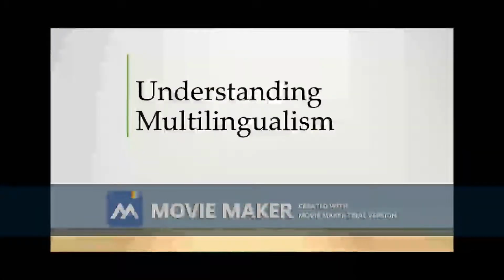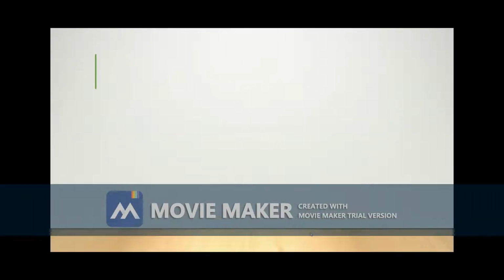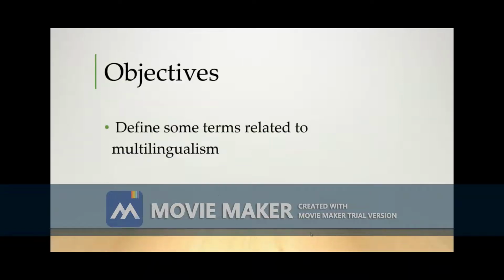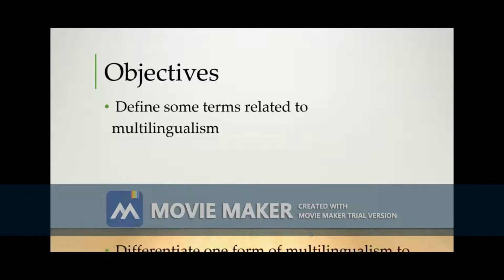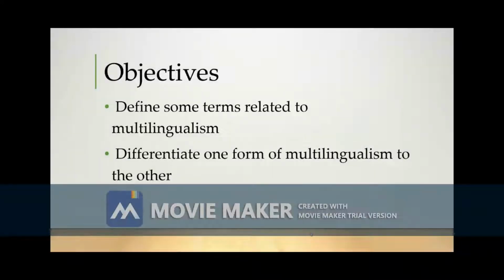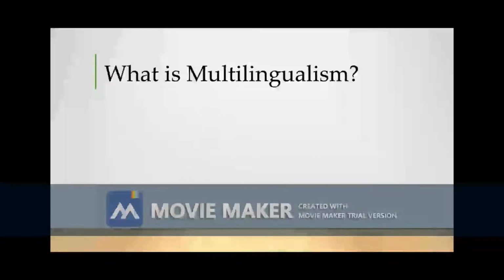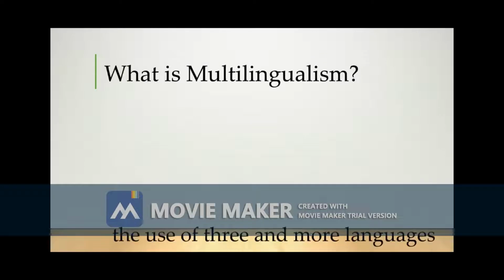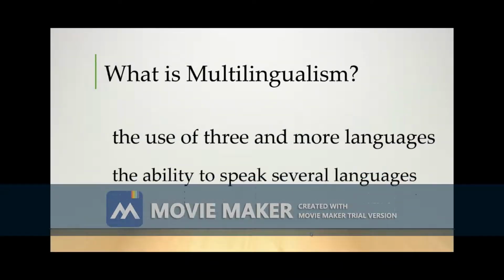Discuss the understanding of multilingualism, and the objective of our lesson is to define some terms related to multilingualism and differentiate one form of multilingualism from others. What is multilingualism? The use of three or more languages, the ability to speak several languages.